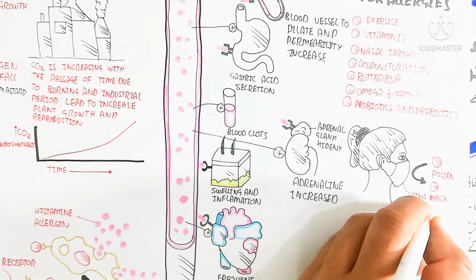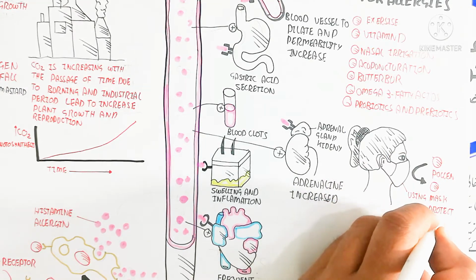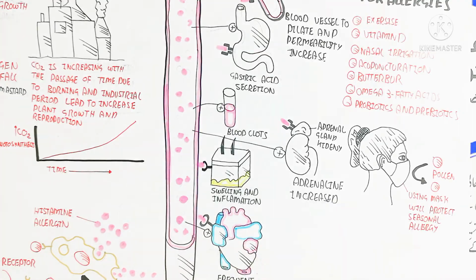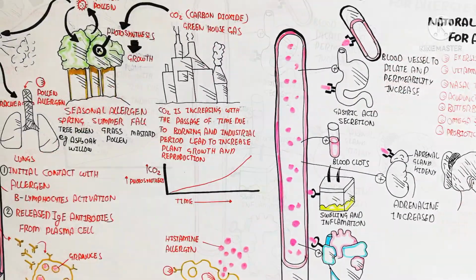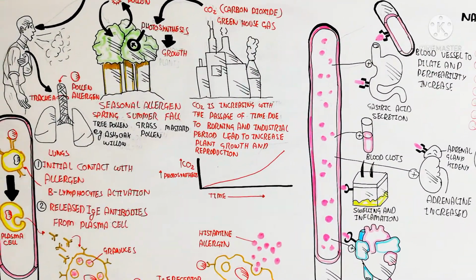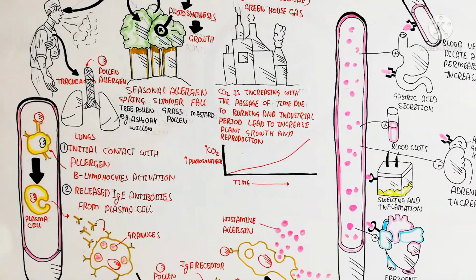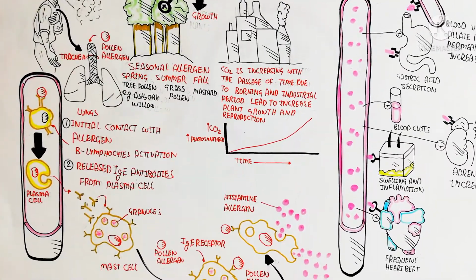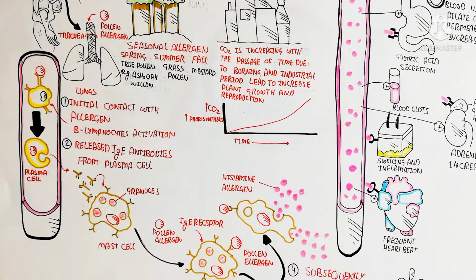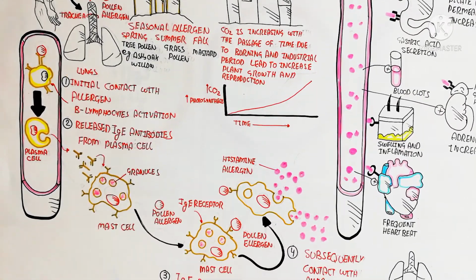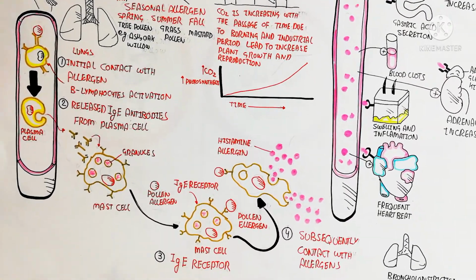A mask is an important strategy for the prevention of pollen inhalation. Using masks will protect against seasonal allergy. So this was the overview of pollen allergy and what pollen allergy is. I hope you make sense of this pollen allergy and its immune response due to mast cell activation.